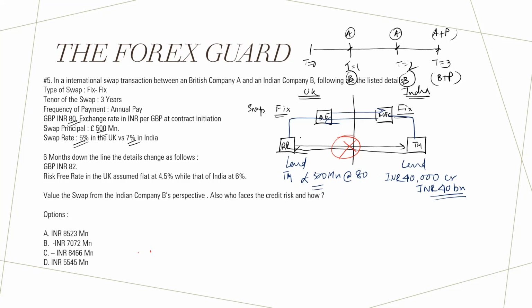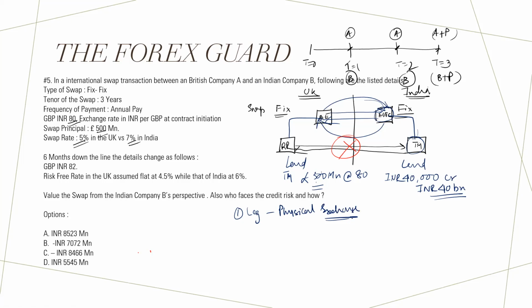That is physically exchanged. Physically exchanged would mean this company will physically remit to HDFC Bank 40 billion Indian rupees, and this company will remit to the Bank of England 500 million British pounds, and then these two banks will transact between themselves 40 billion Indian rupees against 500 million British pounds. So the first leg of the transaction is over. The principals have been physically exchanged.